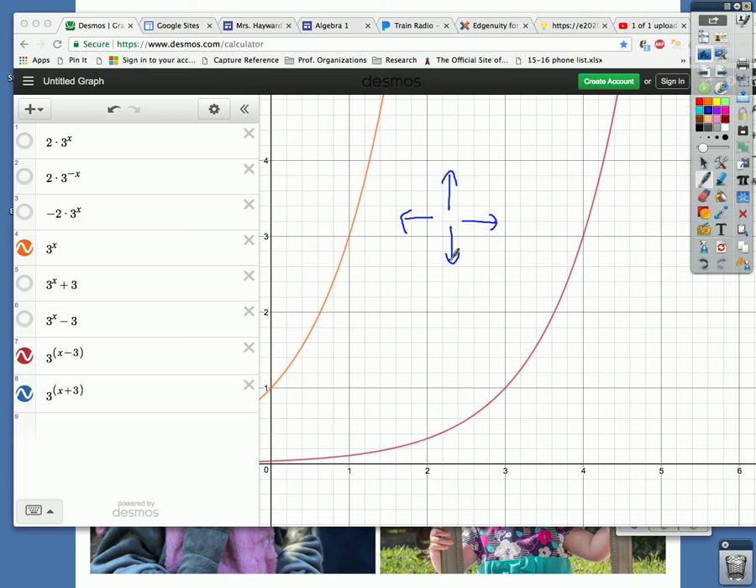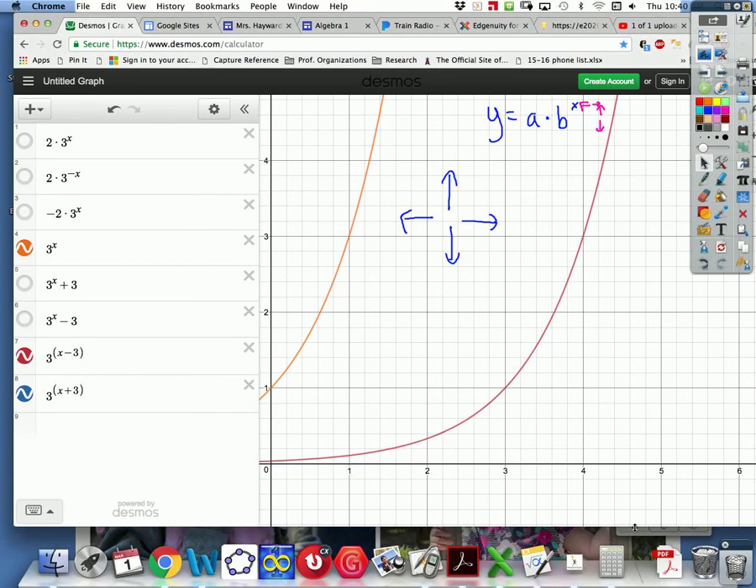If it moved up or down, in our equation, y = a times b^x, if it moved up or down, that goes after the answer. And if it moved right or left, that goes in there with the exponent. Hopefully this video has helped you, and I hope you'll keep watching for the next unit.